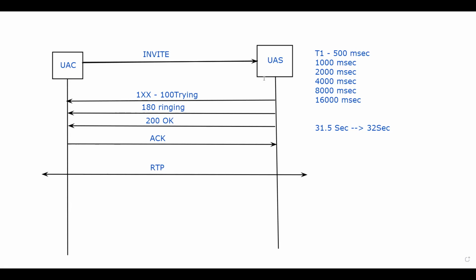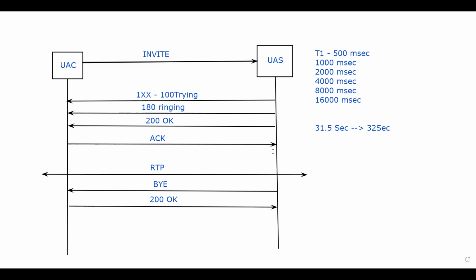After that, let's say the user agent server wants to disconnect the call, right? Then the user agent server will send a request, that will be the BYE request, right? And after that, your user agent client will send a response, and that will be your 200 OK, right? So this is actually the initial call, how it works when the user agent client is sending an invite message to the user agent server.